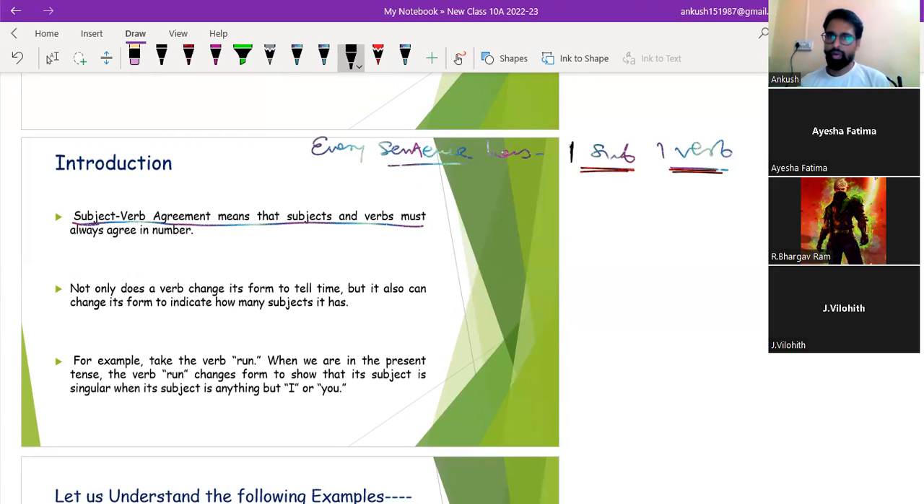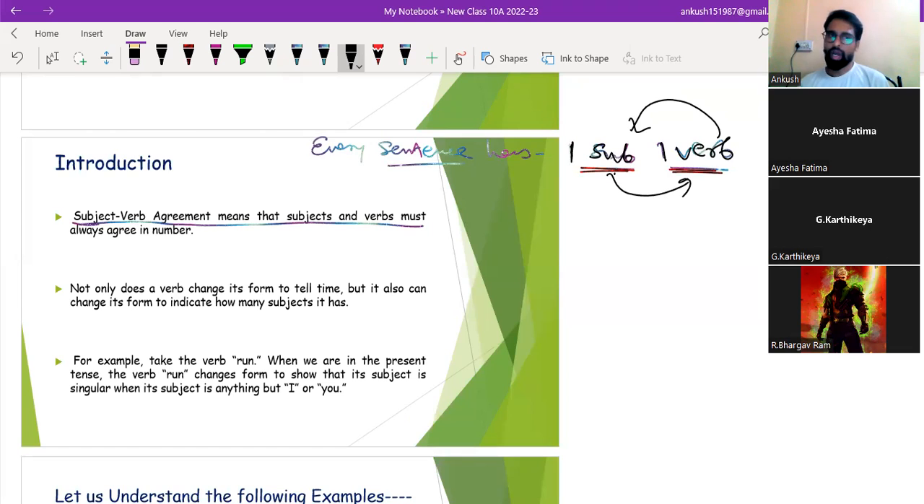And while we talk about the subject and verb, this verb must agree with the subject and the subject should agree with the verb. In other words, we call it the concord. What do we call it? Subject verb concord. This also means the agreement.